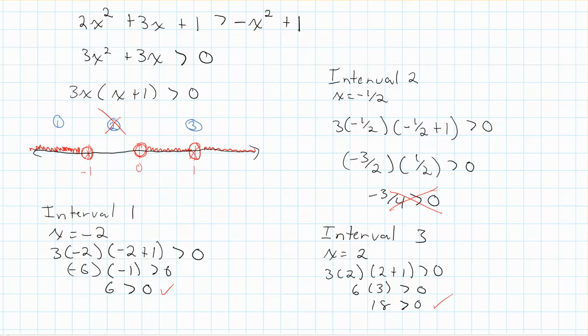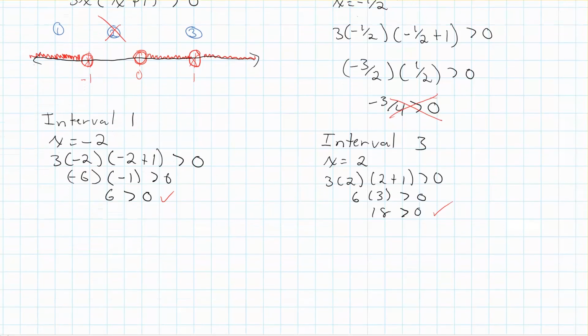And again, writing this as an inequality would be a little challenging, but we could definitely write this in interval notation. So we would go from negative infinity to negative 1, union with the interval 0 to 1, unioned with the interval 1 to infinity.